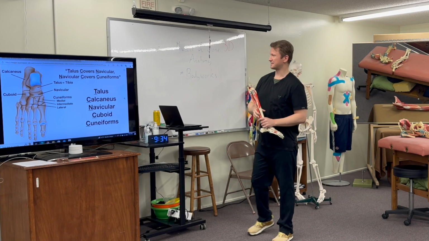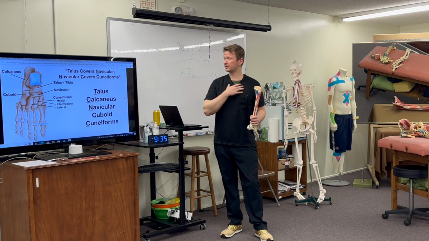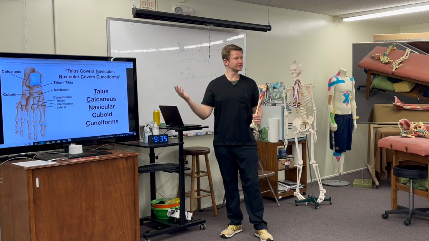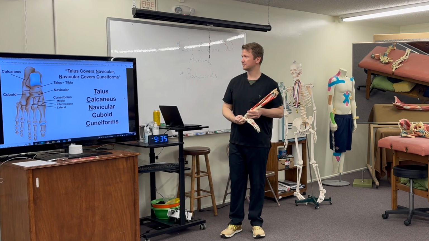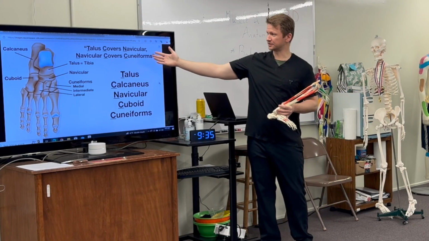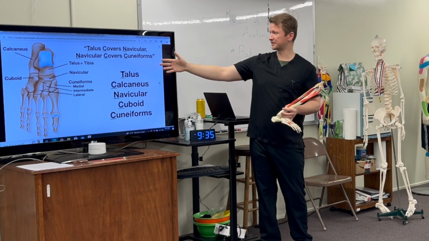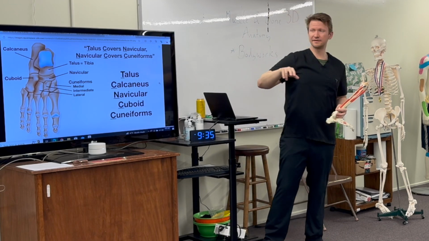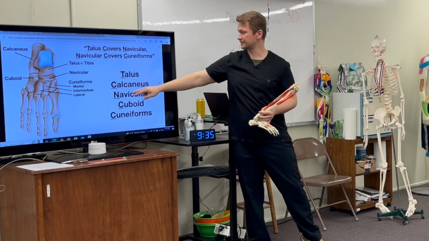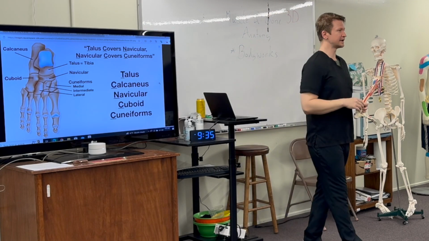Now, I personally didn't really use a mnemonic as much here, just enough coverage of this that eventually it sank in, but this is at least an option. Talus covers navicular, navicular covers cuneiform, so you're still memorizing in this 3, and then you're introducing the extra C's to represent cuboid and calcaneus.